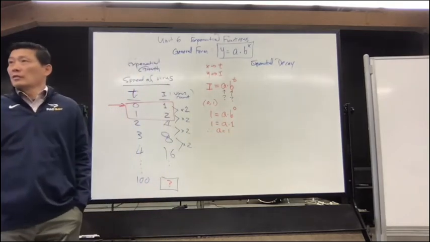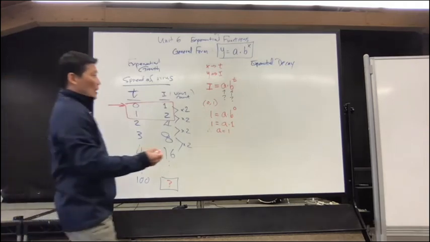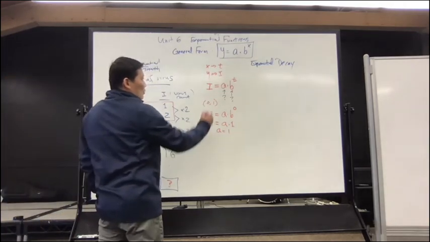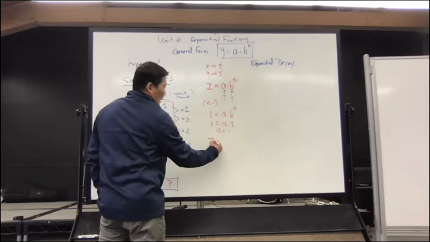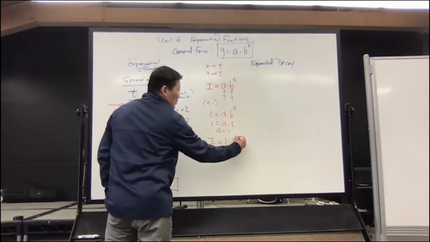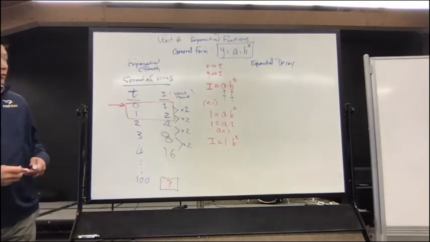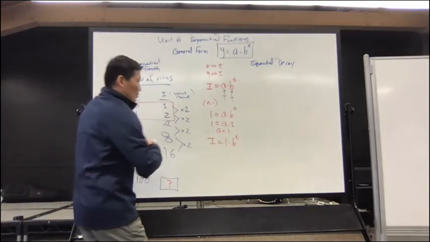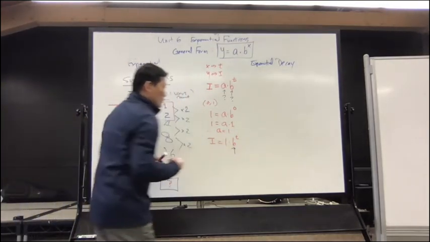Oh, at least I solved for A. So I got A. So now I can rewrite this equation again. I have I is equal to 1 times B to the T power. Now I still don't know what B is. I still don't know what B is.